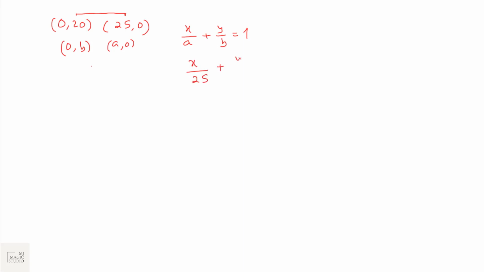Let a straight line pass through 0, 20 and 25, 0. We are looking for all the integral solutions on this line. First we need the equation of the line. Since this line passes through a, 0 and 0, b, the equation of the straight line can be written in this form easily. So that would be x by 25 plus y by 20 equals 1. If I multiply by 100, it will become 4x plus 5y equals 100.